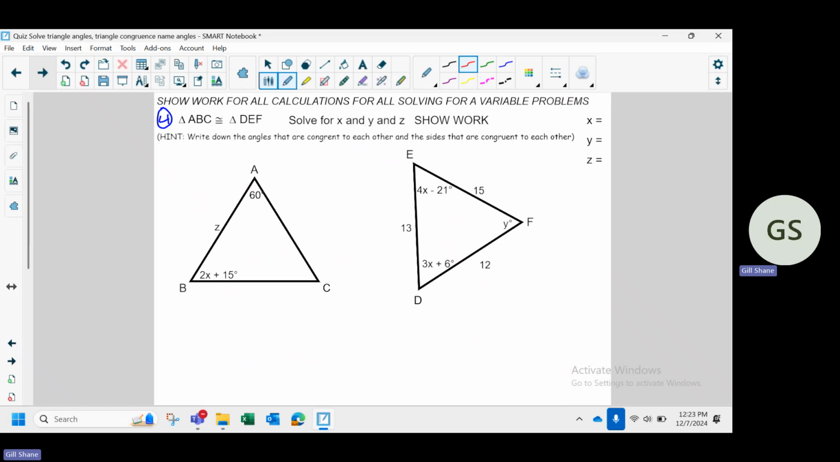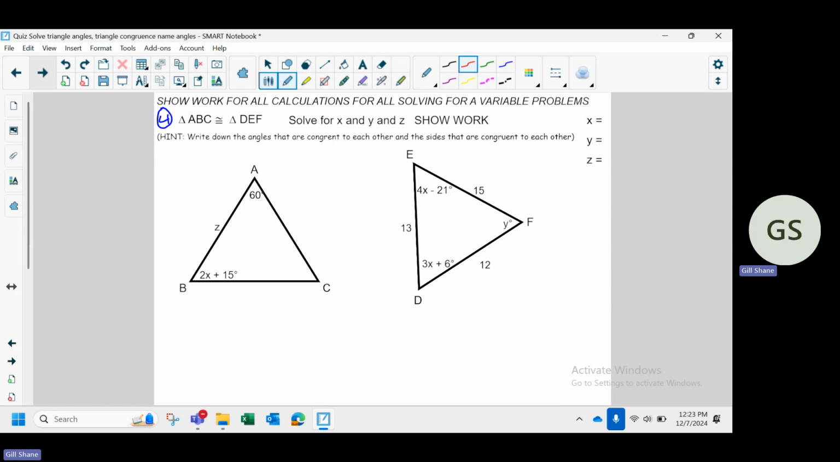A lot of people did not know what to do on this. Couldn't even set stuff up. I gave you a hint, which I don't know if anybody even read. Just write down what angles are congruent, all of them. Write down all of the sides that are congruent. Some people wrote just one. A is congruent to D, but write all of them. That'll get you a lot of points on this problem, more than half the points, probably, especially if you can then set the equations up.